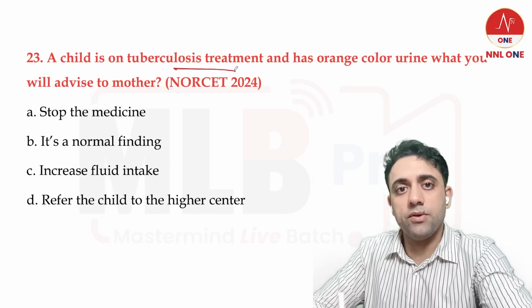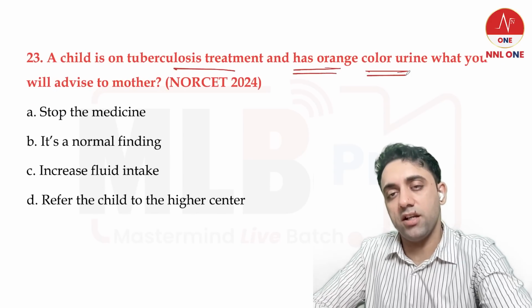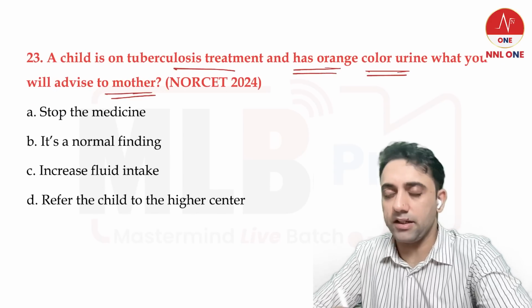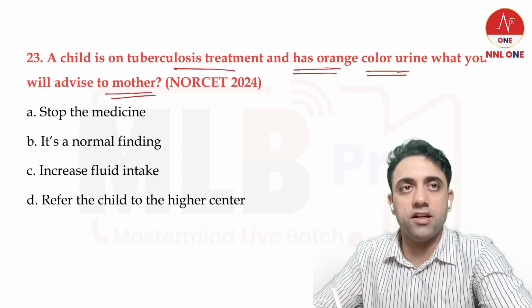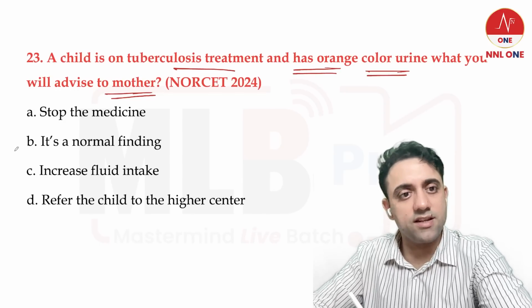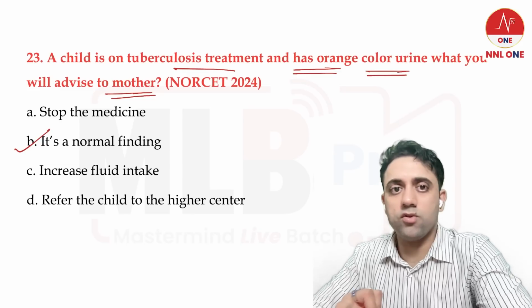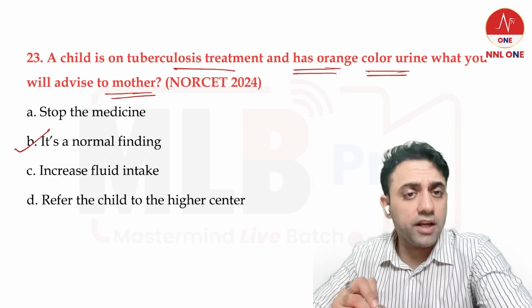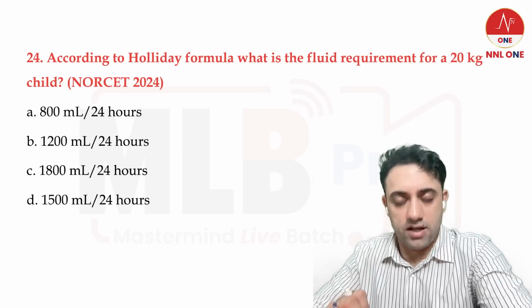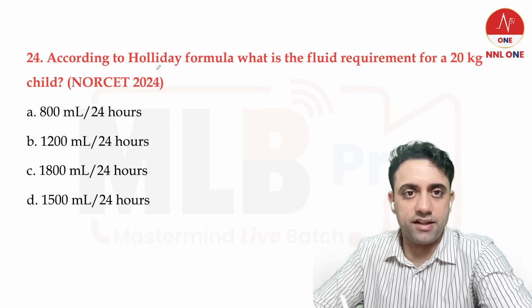A child on tuberculosis treatment has orange color urine. What will you advise the mother? We have done that question. Orange color urine is okay. There's nothing to worry about. It's a normal finding. It is okay to have orange color urine if the baby is on ATT, basically anti-tubercular therapy.